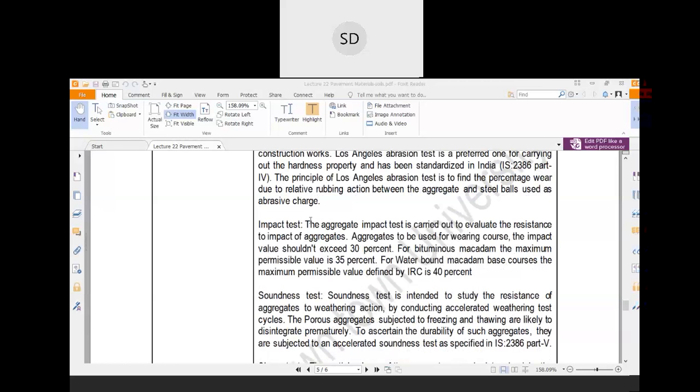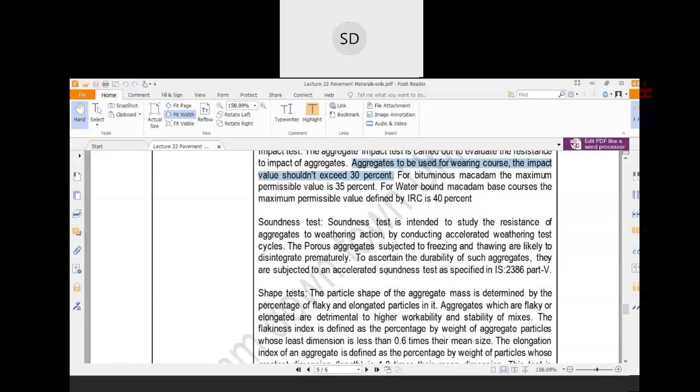Then impact test. The aggregate impact test is carried out to evaluate the resistance to impact of the aggregate, or toughness. For aggregate to be used for the wearing course, the impact value should not exceed 30%. So whatever crushed particle we have found out from the impact test, that percentage of the crushed particle should not be more than 30% for the road aggregate.